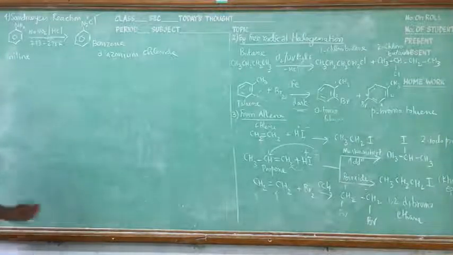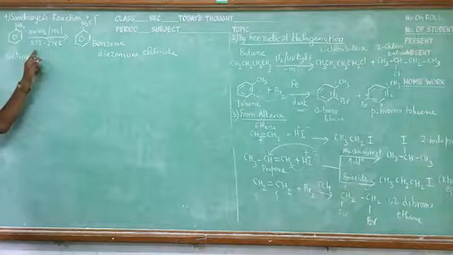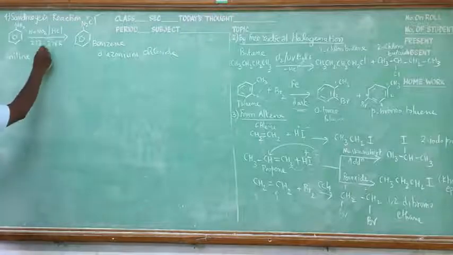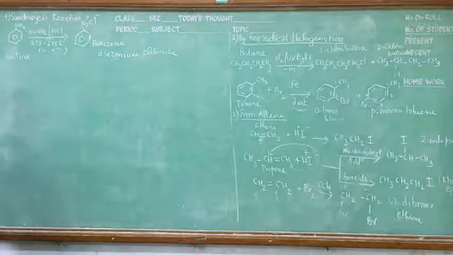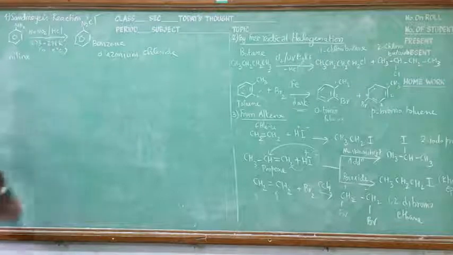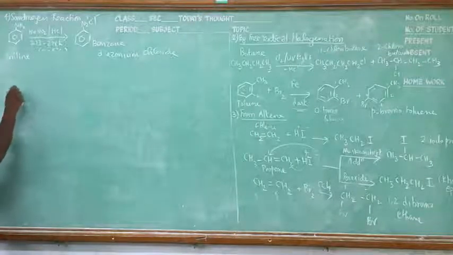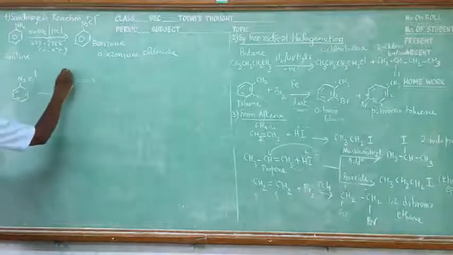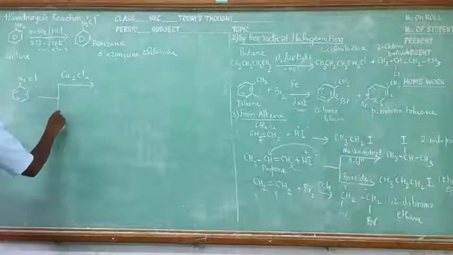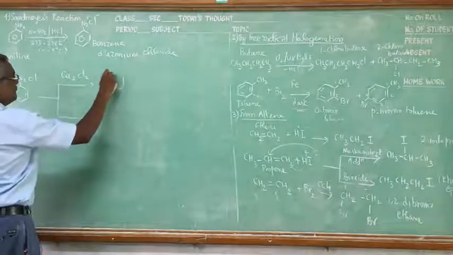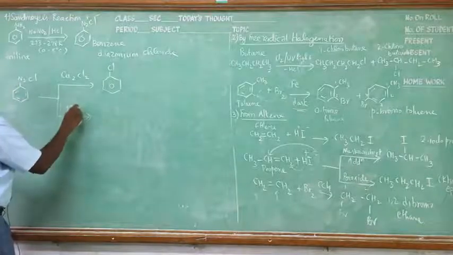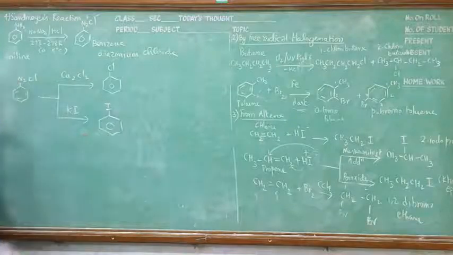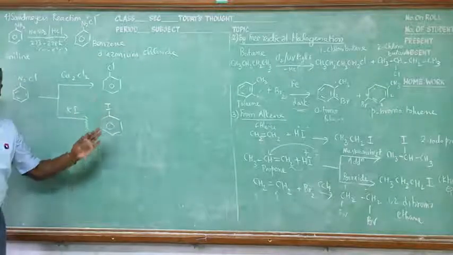Here the reaction takes place at very low temperature. 273 K means 0 degree Celsius, so 0 to 5 degree Celsius, in ice cold condition, aniline will become diazonium chloride. When benzene diazonium chloride is treated with copper chloride, we will get chlorobenzene, whereas when you treat it with potassium iodide, we will get iodobenzene. This is the way we prepare haloarene.